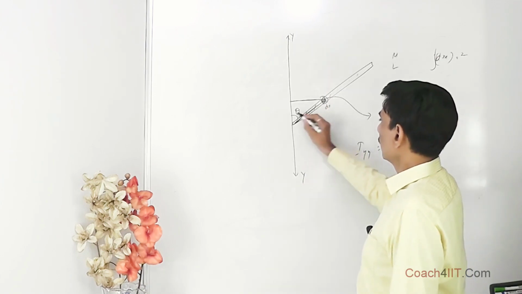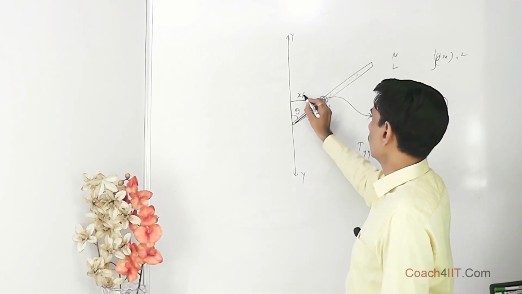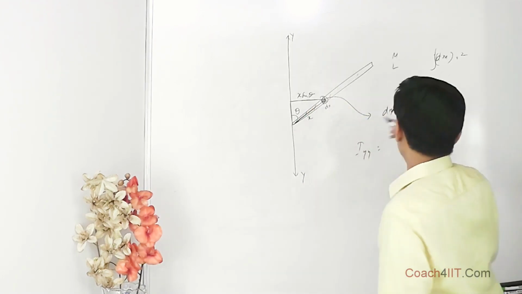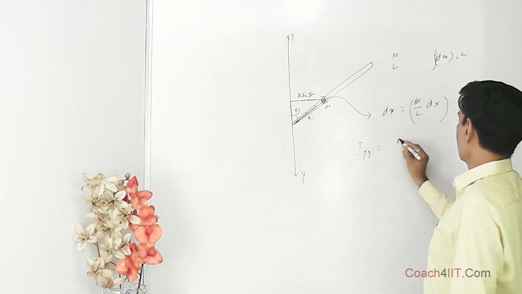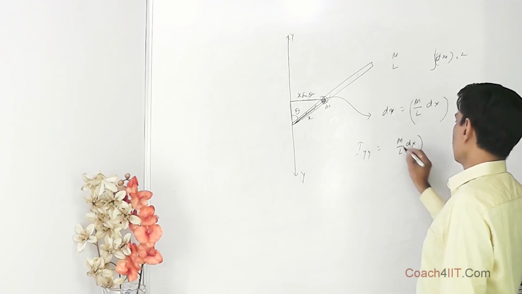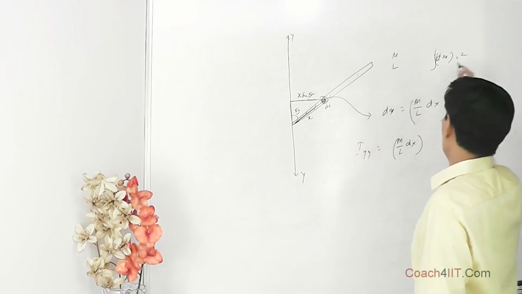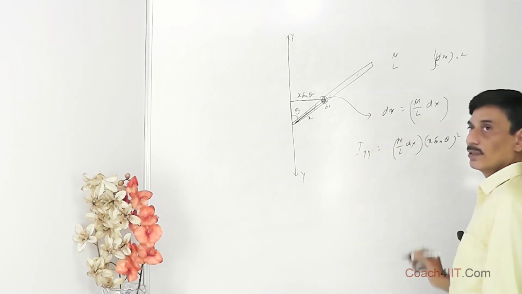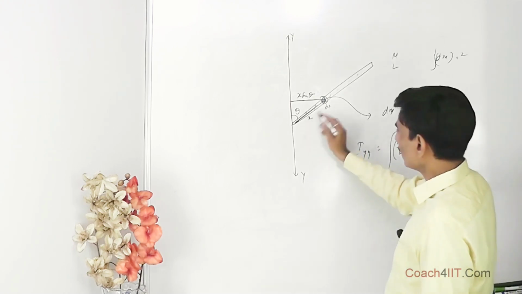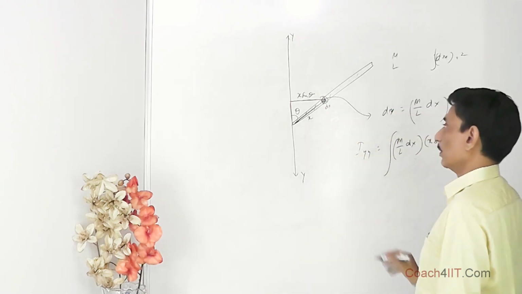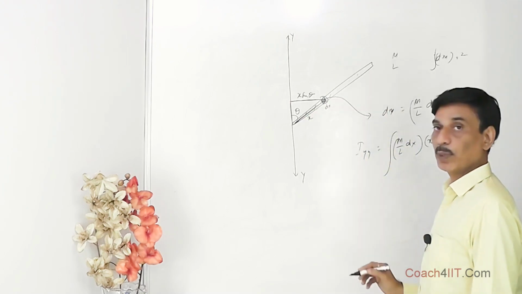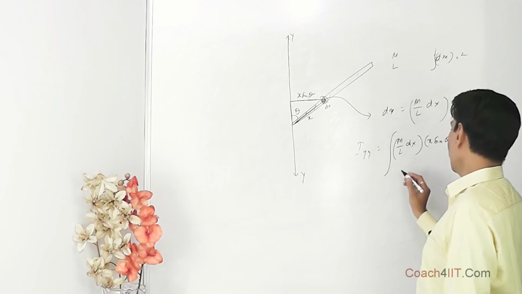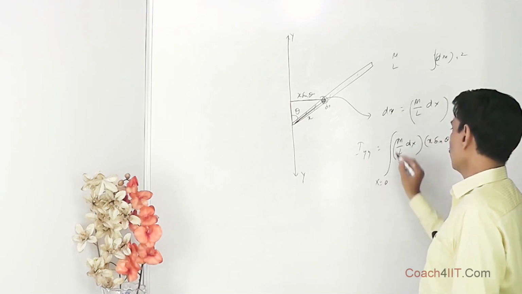If this is x, then this is x cos theta, and this is x sin theta. So the moment of inertia of this particle about this axis is (m/L) dx, that is the mass, into r^2, that is (x sin theta)^2. What is variable? x is variable, theta is not variable, theta is a constant. For a constant theta we are finding the moment of inertia of this thin uniform rod about this axis. So x goes from 0 to L.